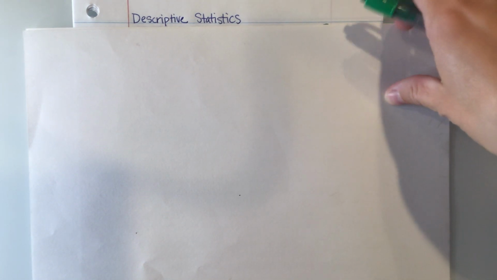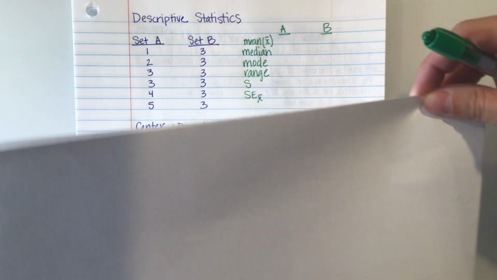Hi, this is Mrs. Bustamante, and today I want to talk about something called descriptive statistics, which is really just a way that we can talk about data. Really, how can we talk about its differences and maybe its similarities? So, we're going to do that by looking at two different data sets, and they're just made up data.